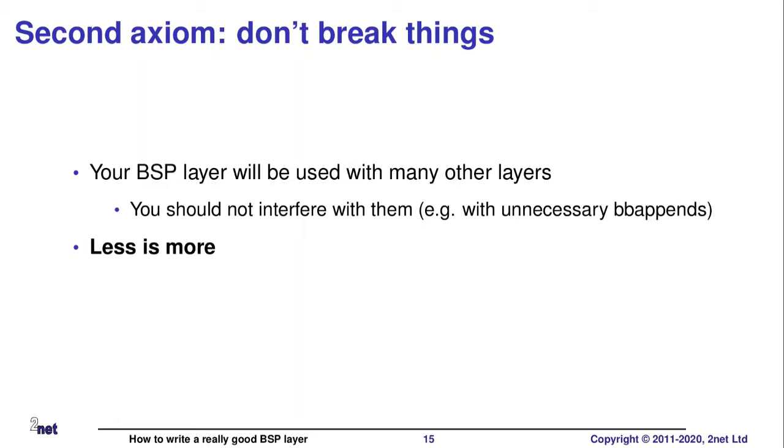So when writing a BSP layer, you need to consider that people are going to use it in lots of different ways, some of which you haven't thought of already. And also, you don't want to break stuff that exists already. So we want to write the BSP layer so that it's flexible and doesn't break things. And probably the key point here is less is more. I think the big mistake that a lot of OEMs make with their layers is they just put too much stuff in there because they want to show off all the fancy things that their chip or their board does. That's fine, put all that stuff into a demo layer, which we'll come to in a moment.